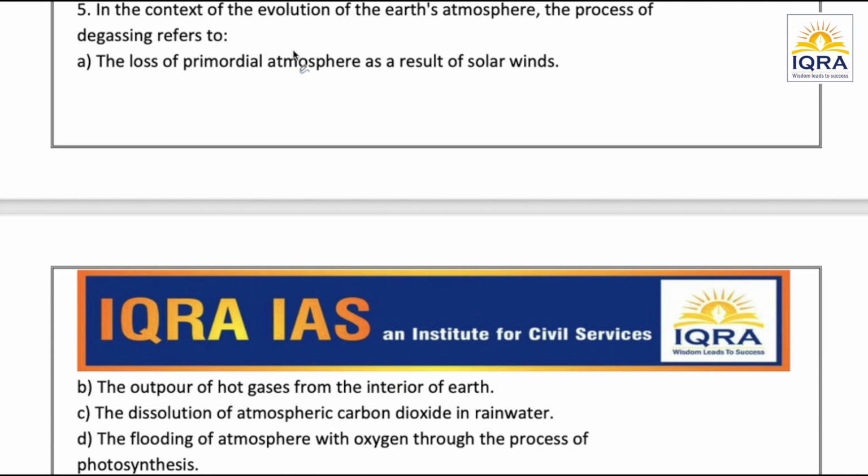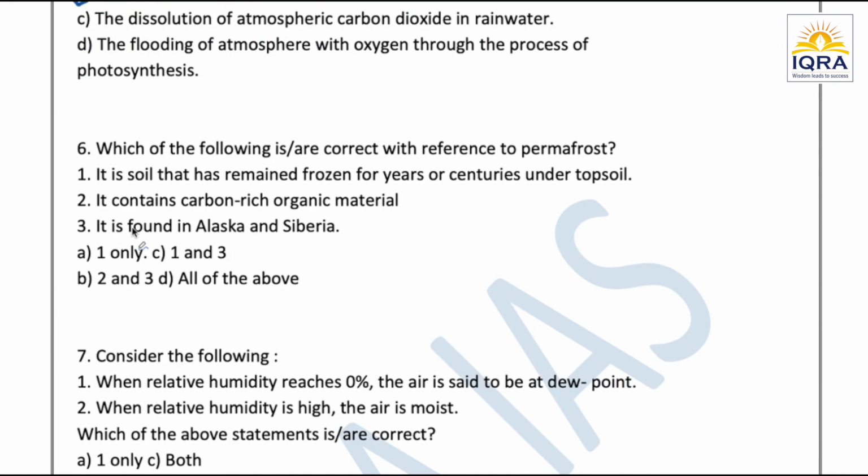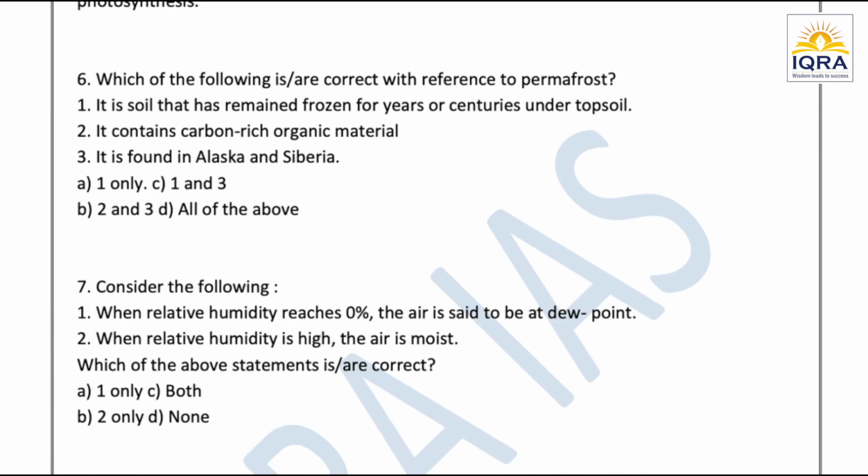Back to our question. So the evolution of the present atmosphere has 3 steps. ठीक है? First step is marked by the loss of primordial atmosphere. Second step में the hot interior of the earth has contributed to the evolution. And finally, in the third stage, photosynthesis has happened. ठीक है? But यहाँ पे in the 5th question, what has been asked that in the context of evolution of Earth's atmosphere, the process of degassing refers to. So the degassing is basically the outpour of hot gases from the interior of the Earth. Hence, option B becomes the correct answer. Moving on to the next question.